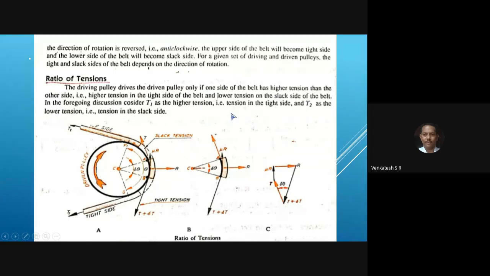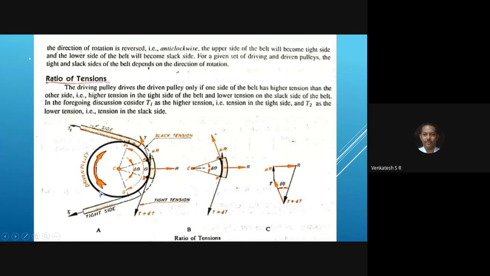For this question, write down the question: Explain briefly with neat sketch ratios of tensions in belt drive. Many question papers have this question in the examination.